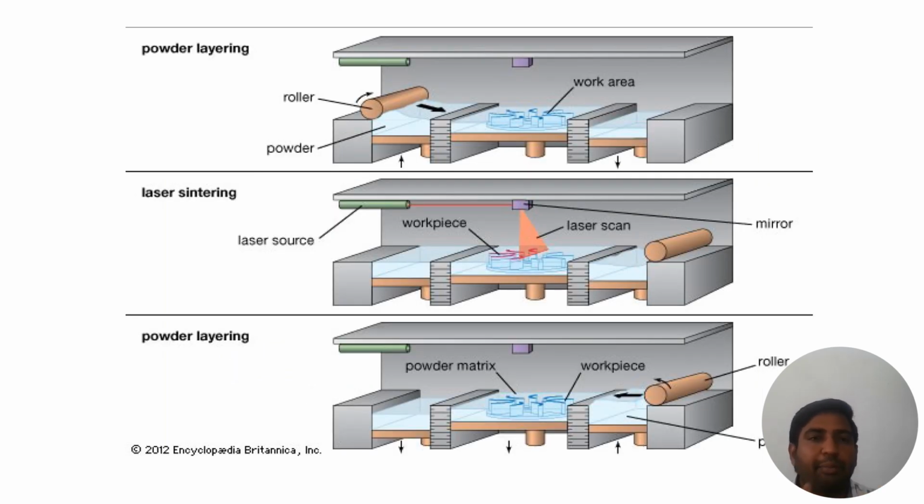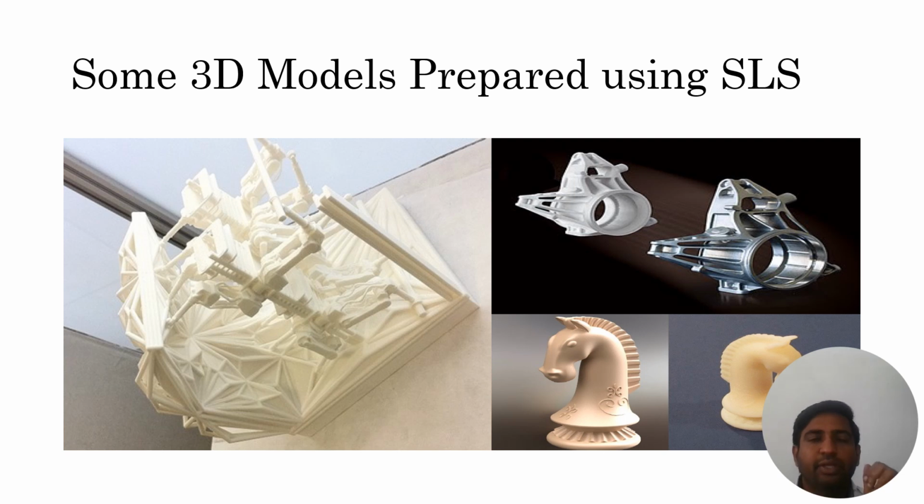Here is a clear pictorial view of the SLS diagram. As already told, here are the roller, the powder compartment, the working compartment, the unsintered powder compartment, and the laser source. As you all know, a carbon dioxide laser is used as the laser source. Here, these are the 3D models prepared using the SLS process. You can clearly see the diagrams.